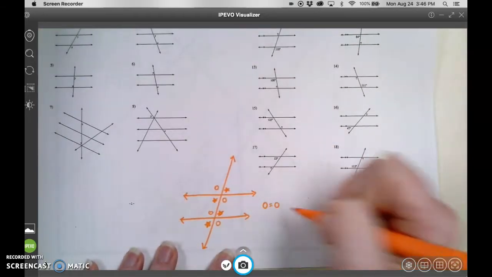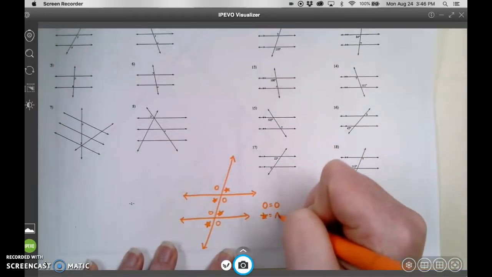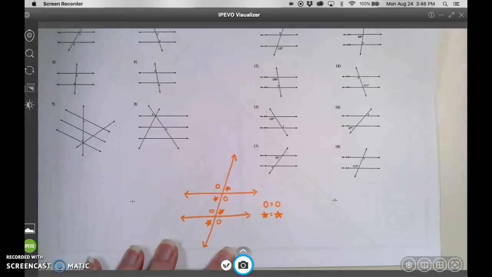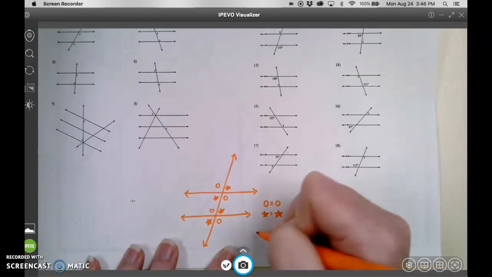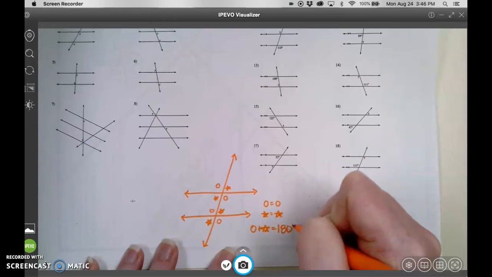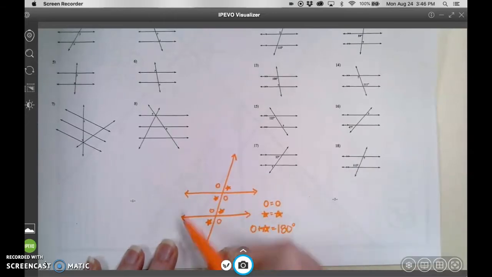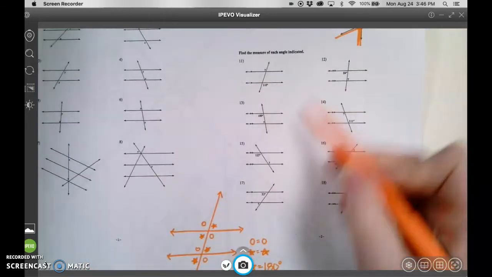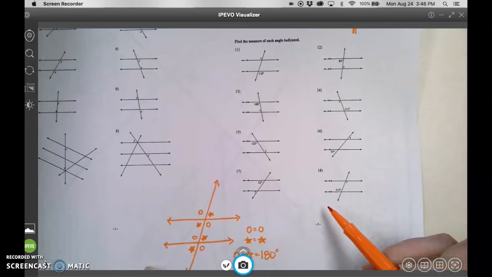Any circle matches any other circle. Any star matches any other star. That means that those measurements are equal. And then any pair of circles plus stars should add up to 180 degrees. So once you've got this drawn, it's going to be pretty easy to go through here and kind of just identify very quickly, are these going to be both circles or both stars? Or is it going to be a pair of circles and stars?